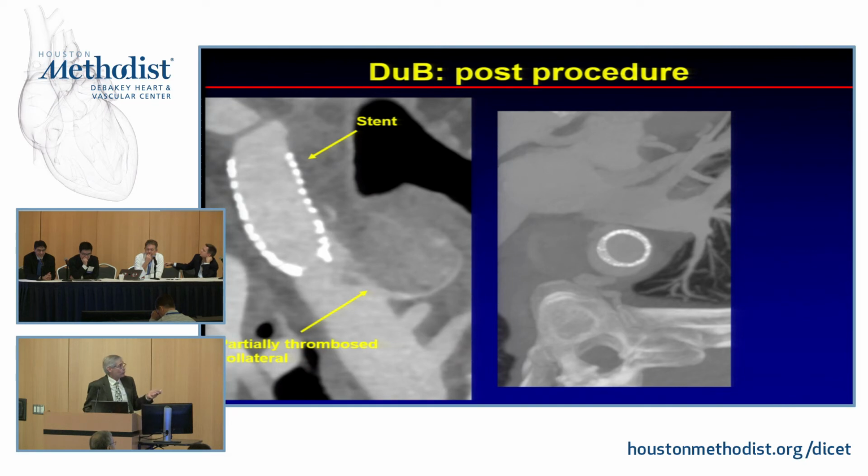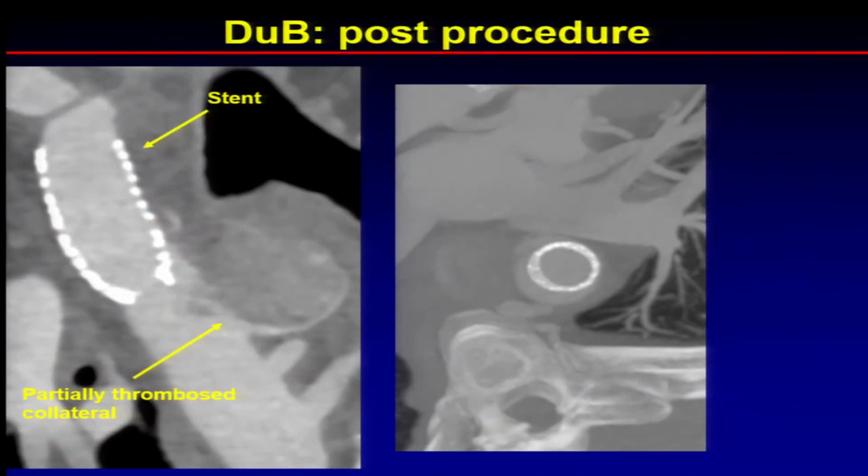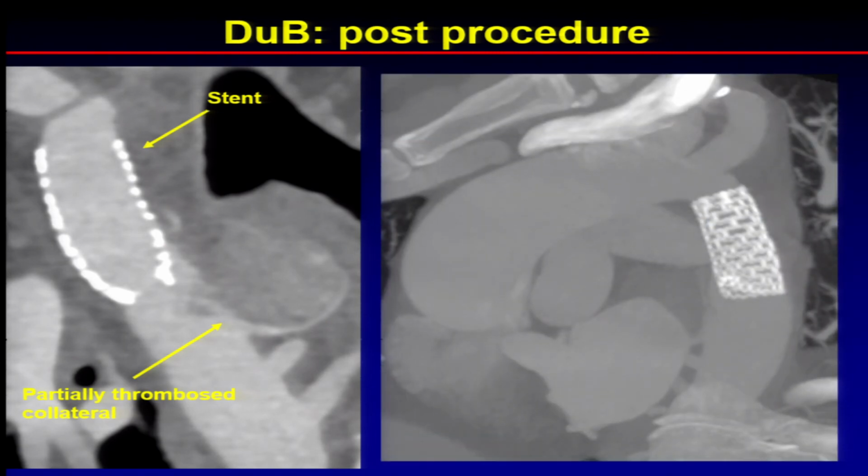So this patient went for stenting. And you can see a very nice stent here. Now look at that collateral. There is some flow. I had a dynamic image of it, but it didn't load. But you can still see some flow during systole into this partially thrombosed collateral now. This is a side view of the stent. Here's another view of the stent, very nicely placed. Whoever did this did a great job.